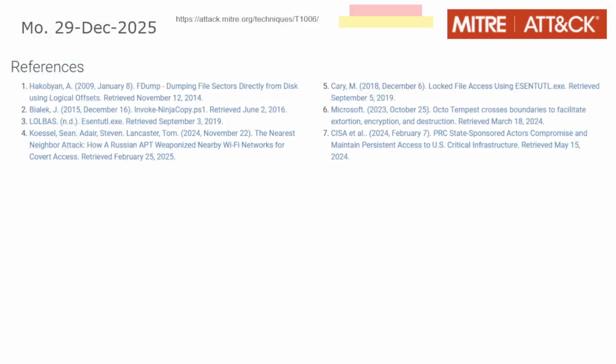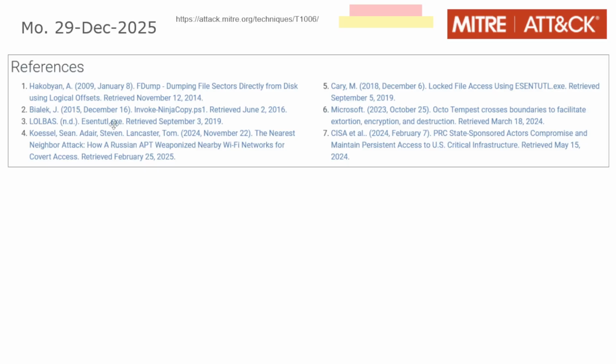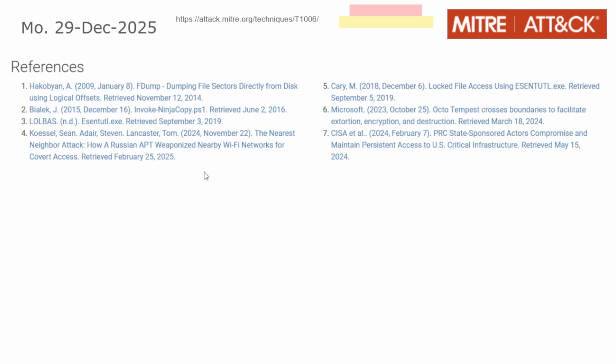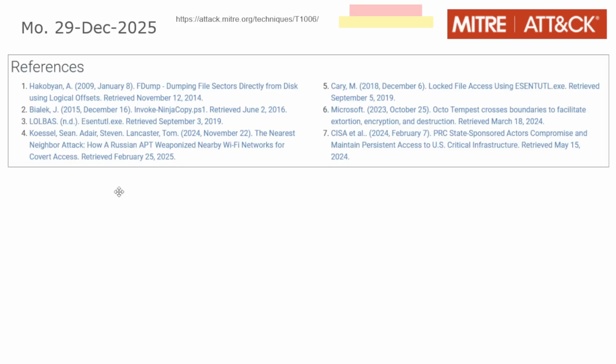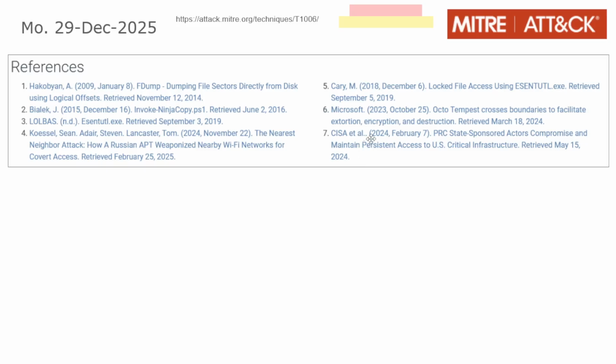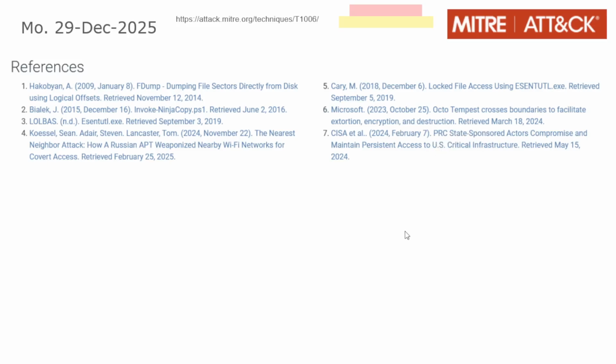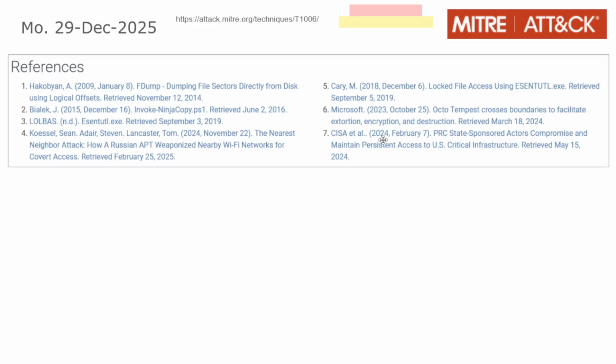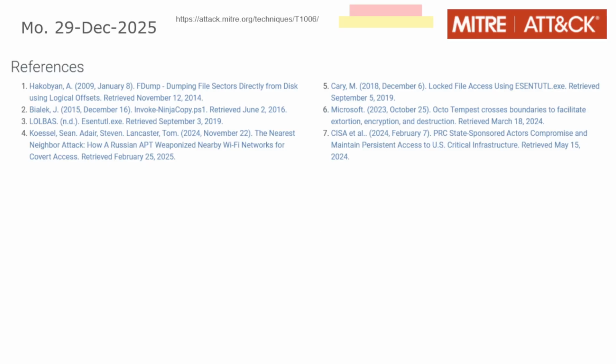We have 7 sources here. Do we recognize some of those? Hako, Bayan, dumping file sectors, Bialek, invoke ninja copy, LOLBAS, this is a CertUtil, Microsoft and CISA, state-sponsored actors, compromise and maintain. So as you can see, state-sponsored actors, they do this as well. Interesting. But yeah, I think this is so far so good.